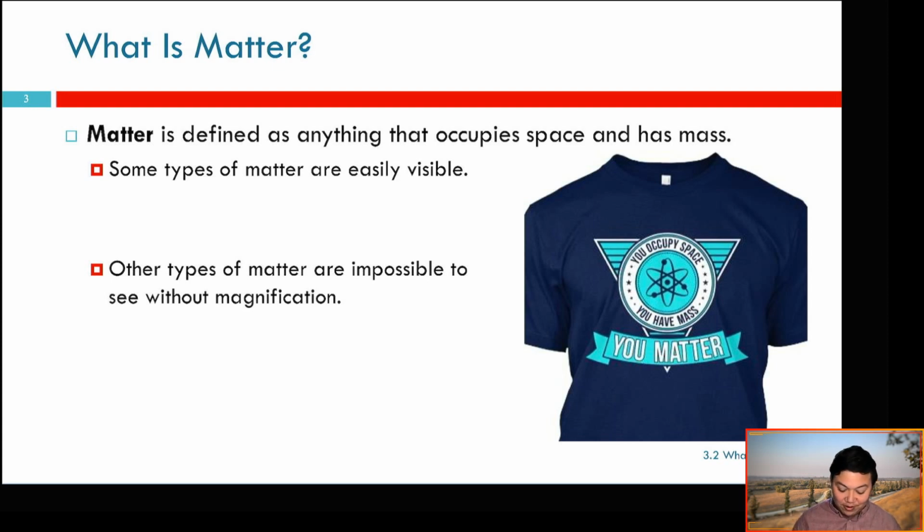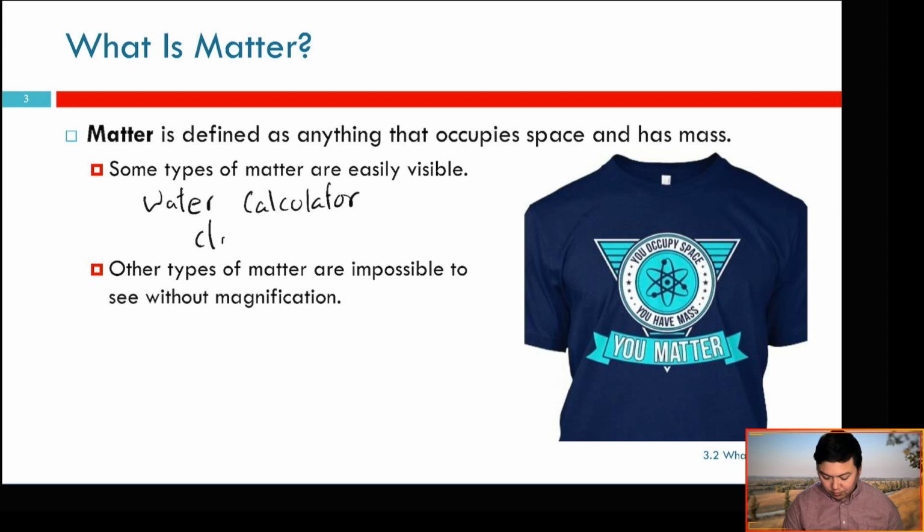Matter is defined as anything that occupies space and has mass. So you occupy space, you have mass, you matter. And some types of matter are easily visible, obviously clothing, water, everything that we have around us. Other types of matter, and I'll write down some examples here: water, I'm just going to use water a lot as an example, your calculator, clothes.